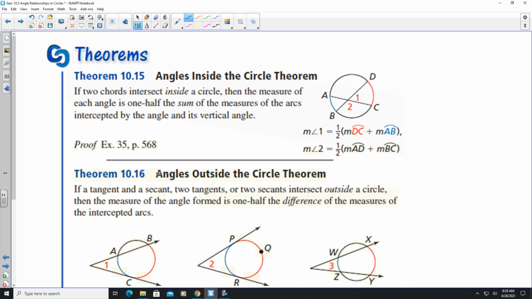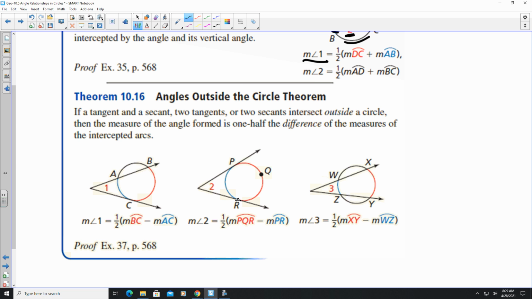The first one is the angles inside the circle theorem. What we have here is lines that intersect inside the circle. If that ever occurs, we can say that the measure of angle 1 is equal to half of the sum of the arc measures, which looks like DC plus AB. And here, the measure of angle 2 is equal to half of the sum of AD and BC.